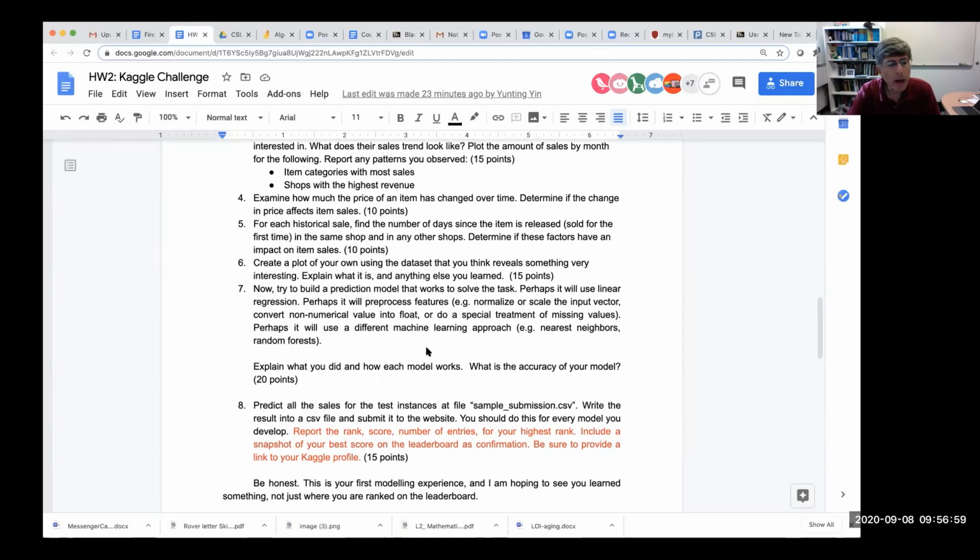What is the 8? 8 says, finally, you can submit this thing to Kaggle, okay? And I want you to take your final model and submit it. And I want to know the scores on your final submission.